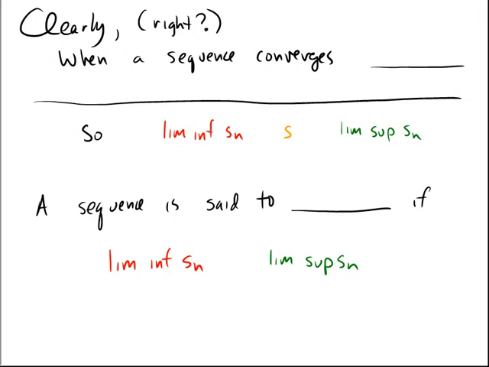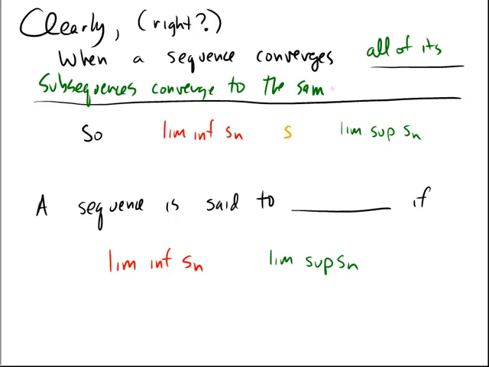Okay, clearly, right. And remember, when you hear something in math clearly, that means you should be able to justify it. But what happens if a sequence converges? Remember, at the beginning of the lecture, we said when a sequence converges, then all of its subsequences converge to exactly the same limit. Right? When a sequence converges, all of its subsequences converge to the same limit.